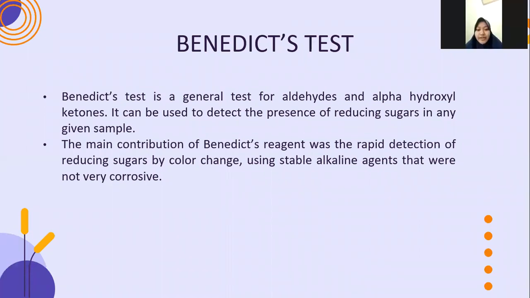Okay, next, Benedict test. Number one, Benedict test is a general test for aldehyde and alpha hydroxyl ketones. It can be used to detect the presence of reducing sugar in any given sample. Number two, the main contribution of Benedict reagent was the rapid detection of reducing sugar by color change using stable alkaline agents that were not very corrosive.